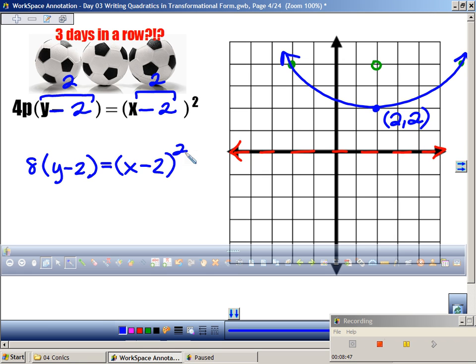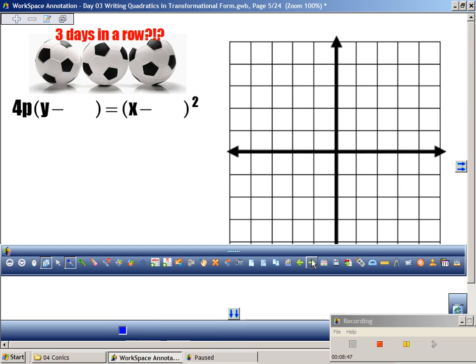Questions? That's it. That's the equation of the graph. Another one? Okay.